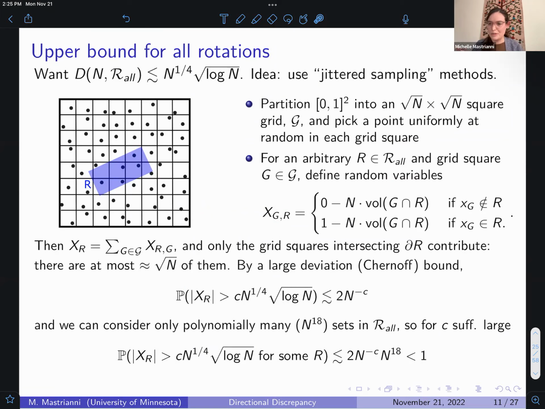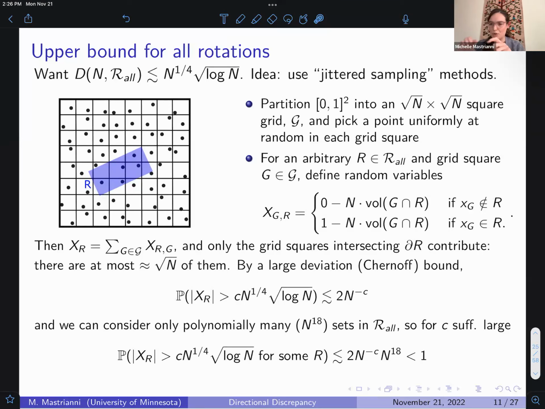Obviously, there are uncountably many rectangles in the class, but the remainder of the proof lies in showing that we can consider only polynomially many rectangles in the class. And the reason for that has to do with the VC dimension of the class of sets. You may or may not be familiar with Vapnik-Chervonenkis dimension. I won't define it because it takes a long time.